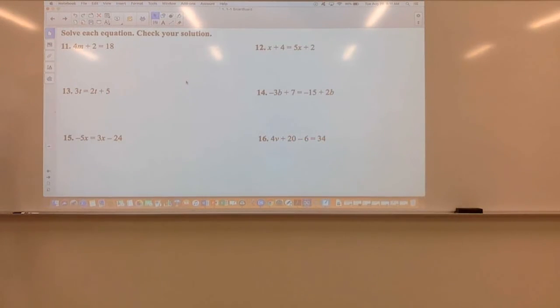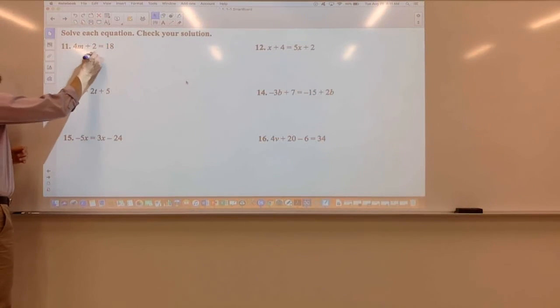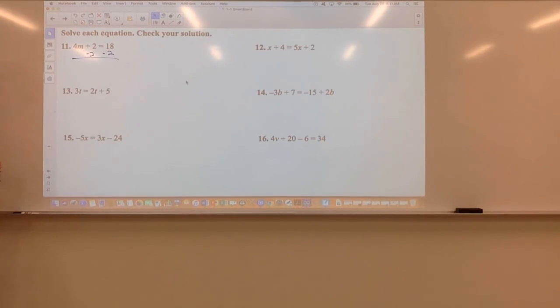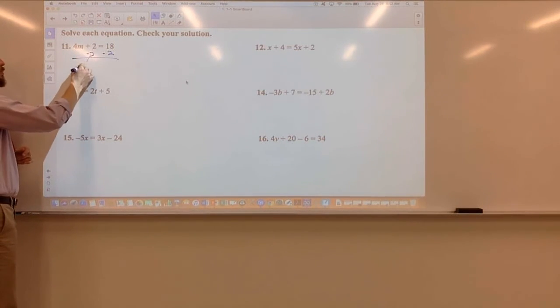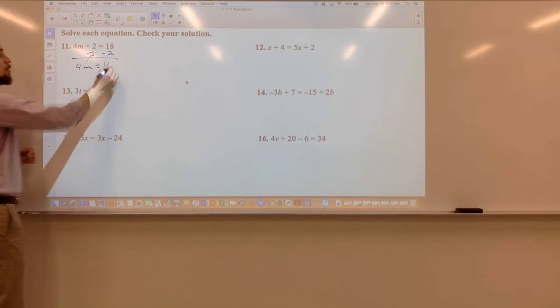All right, let's do number 11 together here. This one's pretty straightforward. This one's just a two-step equation. How would we start? What's our goal here? Our goal is to get the m by itself. So let's subtract that 2 from both sides of the equation. Whatever we do to one side, we have to do to the other. So these cancel out, and we get 4m equals 16.